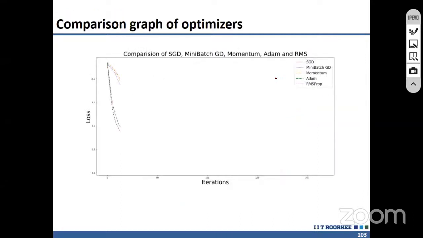So now in this visualization, you see the comparison of all these algorithms: SGD, mini-batch SGD, momentum, Adam, RMSprop. So which one actually gives you the minimum error faster? Here you see Adam and RMSprop are more or less close, whereas SGD is very slow in reaching the minimum surface.